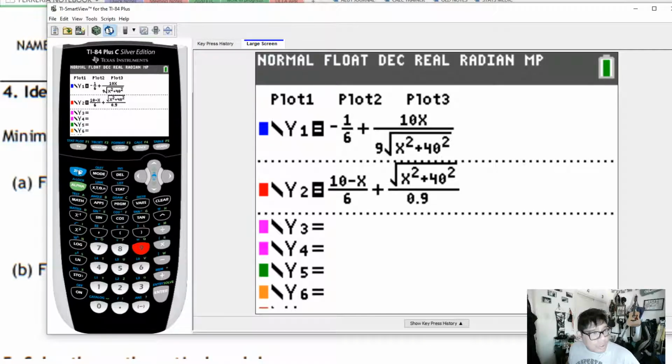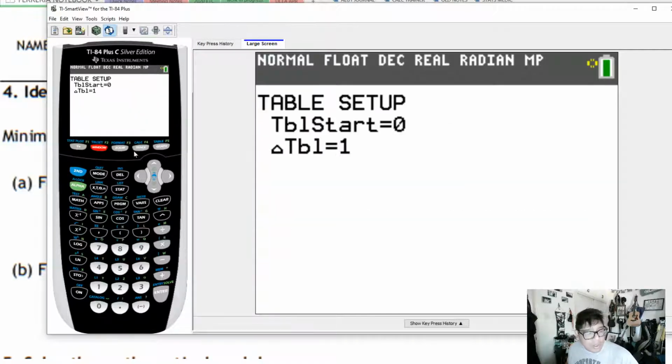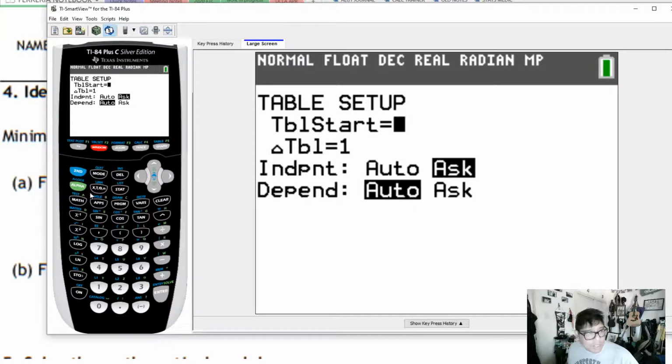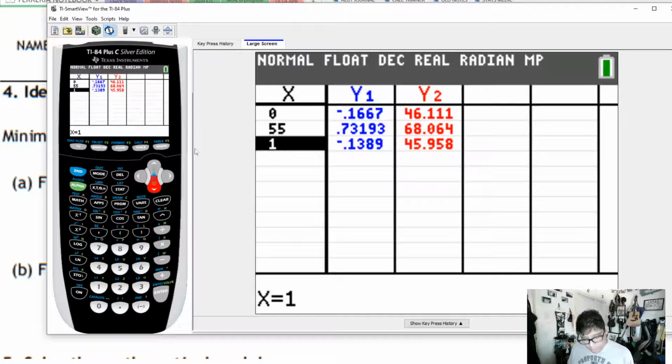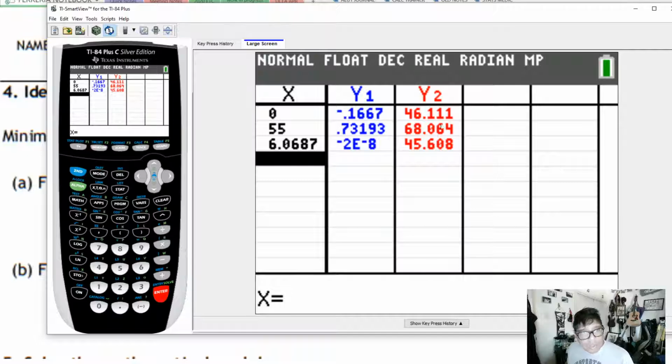And then I'm going to go to table set, make sure that this says independent ask. Then I'm going to go to the tables, second graph, and I'm going to substitute my values. I know smallest x could be as 0. The biggest x could be as 55. And then I'm going to put my critical value there. And that gives me my 3 values, 4611, 68064, and 45608.